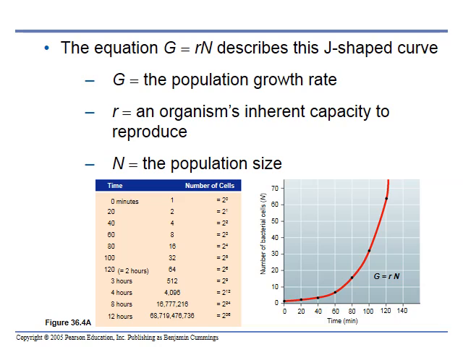You have G, the population growth rate, which is how fast it's growing. That's the number we're looking for. R is the inherent capacity to reproduce. So how quickly is it reproducing? And N is the population size.